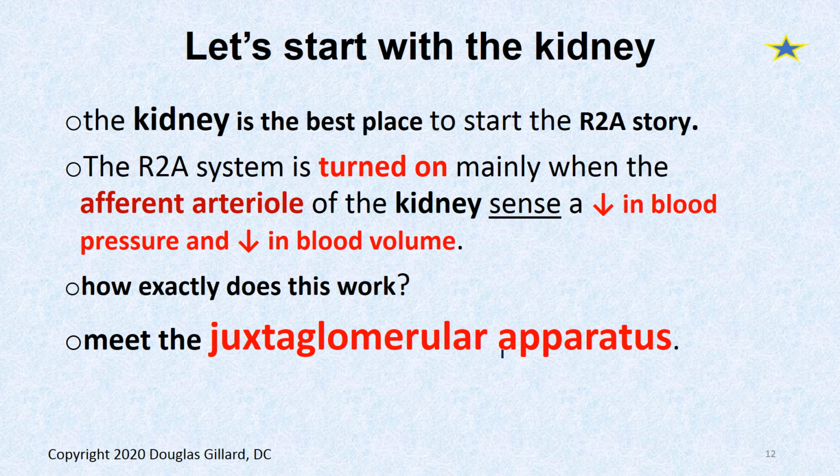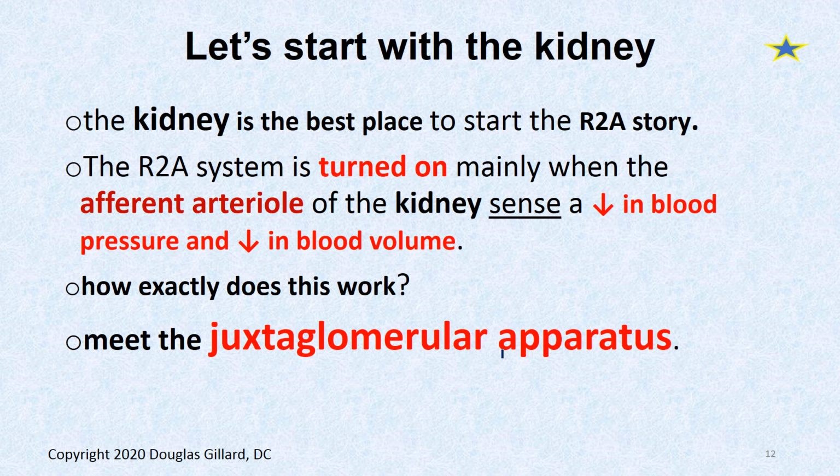All right, so let's take a closer look at how this R2A system works. The story starts in the kidneys, and it's really turned on when the afferent arteriole of the kidney and a little bit of the efferent arteriole sense a decrease in blood pressure, or you could say a decrease in blood volume. That freaks them out, and when that happens, they release their hormone, which is called renin.